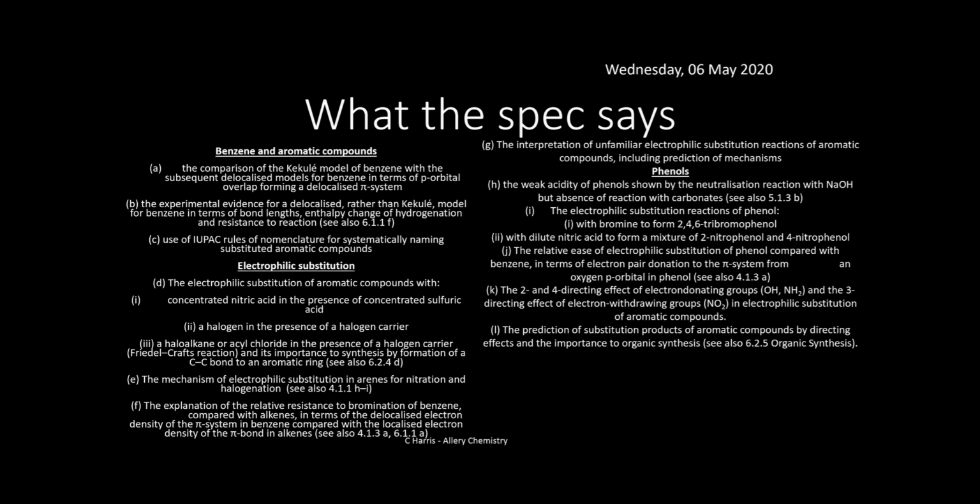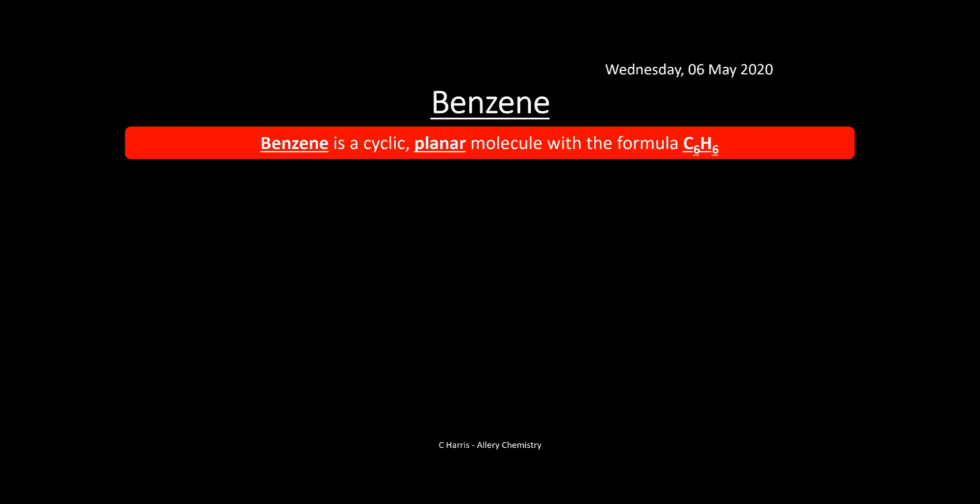Like I say, this is dedicated to the OCR specification, and so it goes through content such as benzene and electrophilic substitution. These are the reactions that happen with benzene and phenols. So it's all aromatics, so it's already starting to smell nice. Right, so let's look at benzene first. A lot of the topics are going to be on benzene, of course, so we better see what it's about, shall we? So benzene is cyclic.